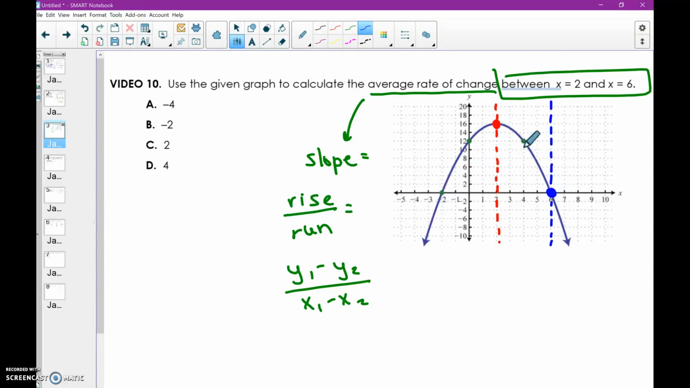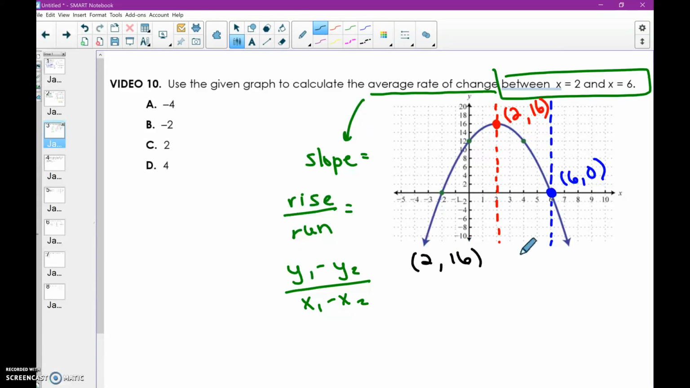So I need to find the slope between these 2 points. Now, normally I would say you could just count and go over. I would highly recommend you use the points for this one because the units go up by 2s and then over by 1. So it's a little tricky. So this is 2, 16 in red. This is 6, 0. So I'm going to do the slope formula based on that.